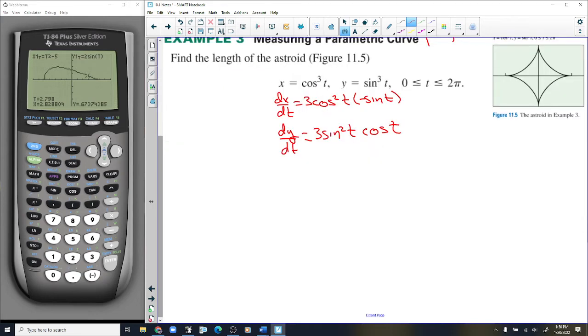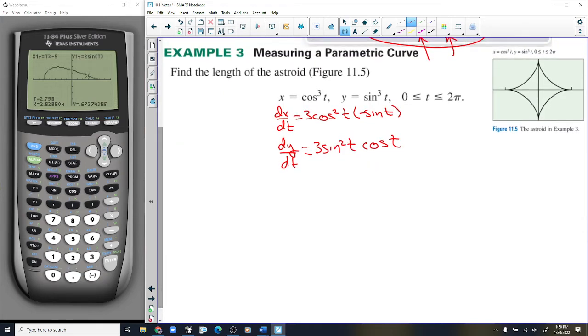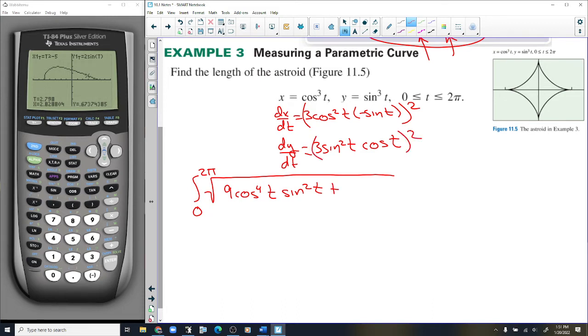Now we're going to use that in the Pythagorean theorem. We're going to integrate from 0 to 2 pi the square root of 9 cosine to the 4th t sine squared t. So I squared that. And when you square that negative, it goes away. It becomes positive. That's why I don't have a negative in there anymore. And then we want to square this, which is 9 sine to the 4th t cosine squared t, and then dt.